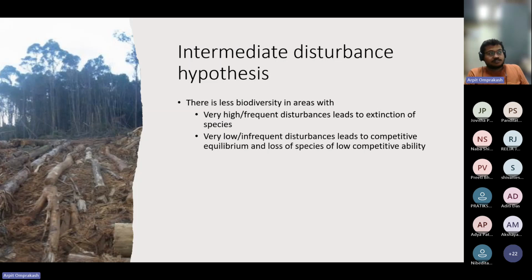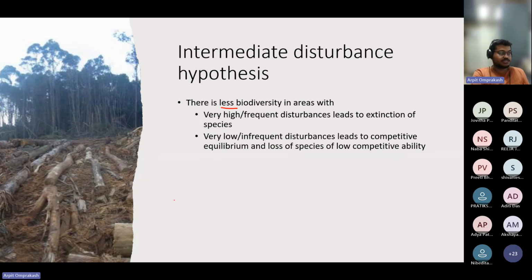The next hypothesis is the intermediate disturbance hypothesis, which states that there is less biodiversity in areas with very high or frequent disturbances due to extinction of species, and less biodiversity in areas with very low or infrequent disturbances, because this leads to competitive equilibrium and loss of species of low competitive ability.